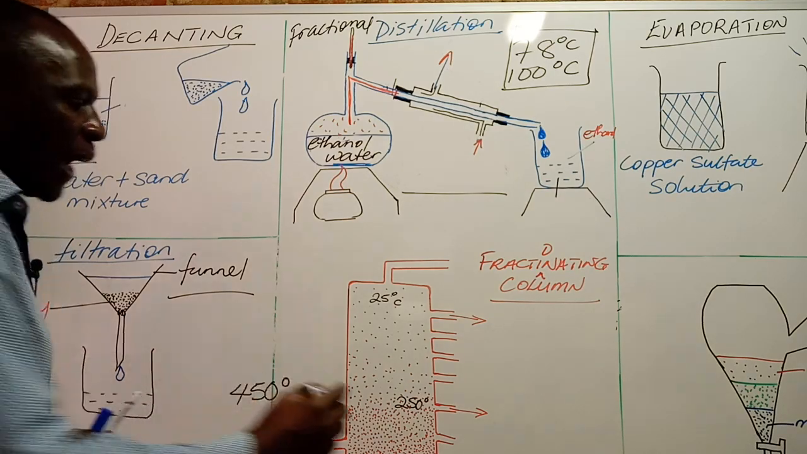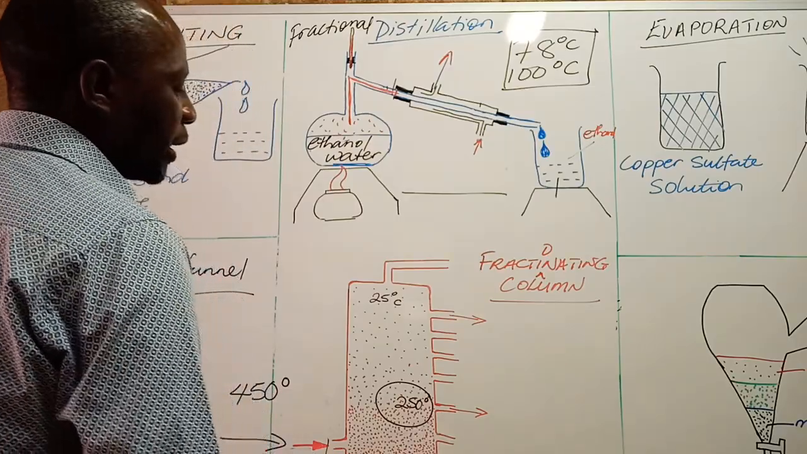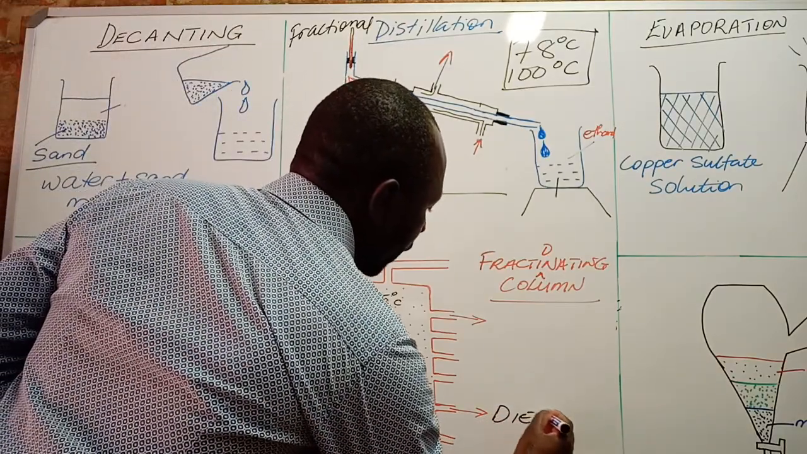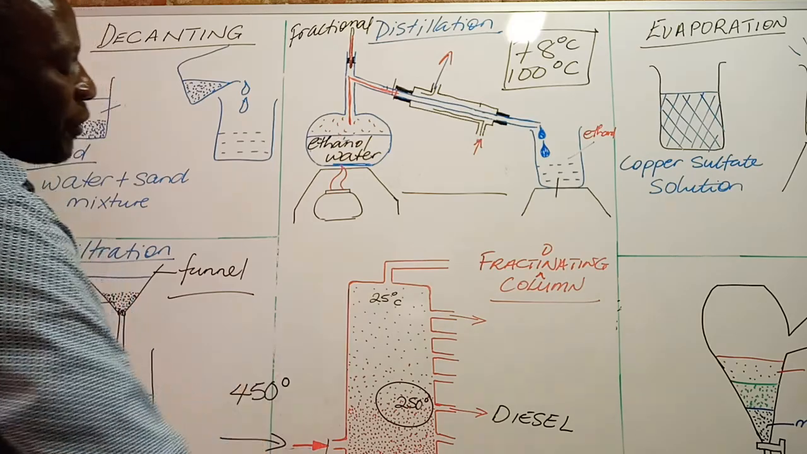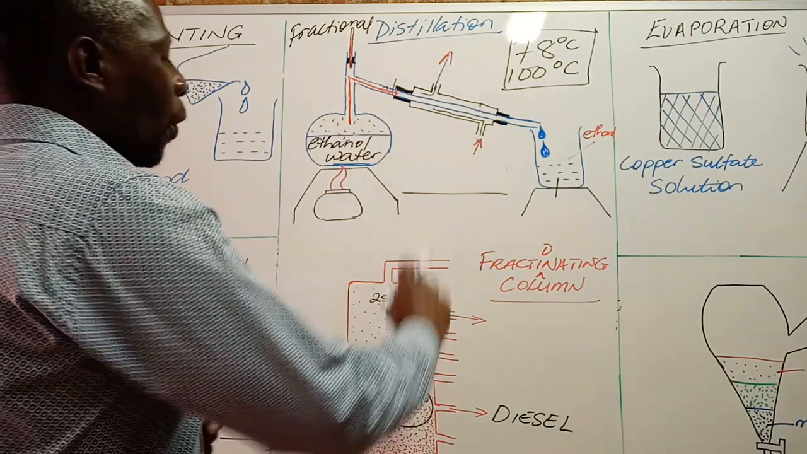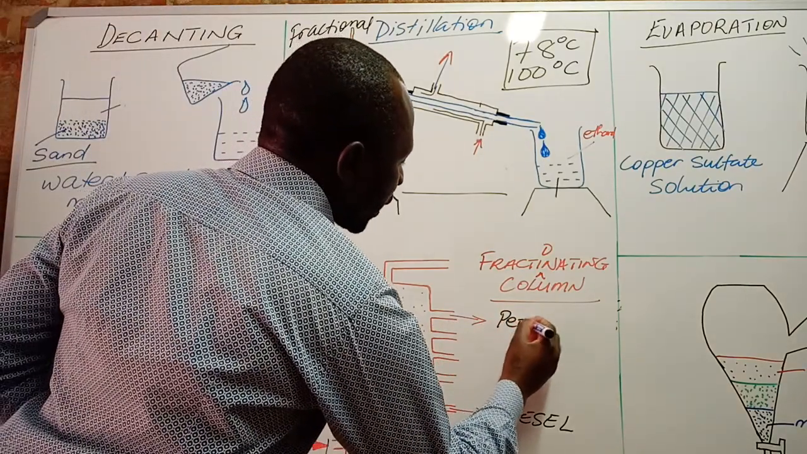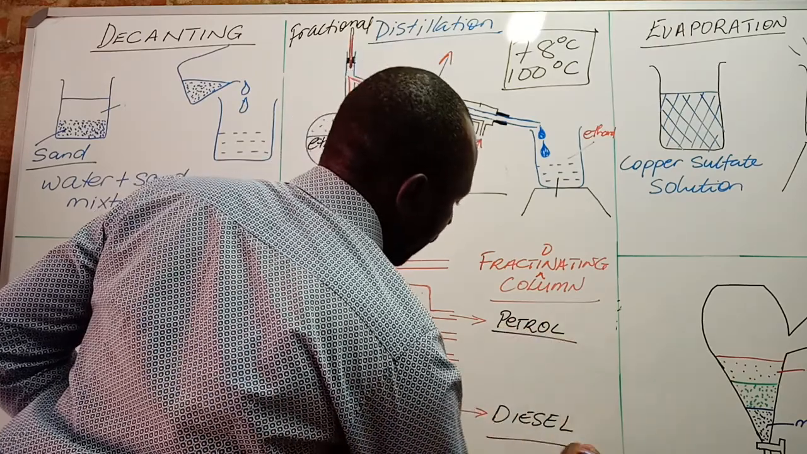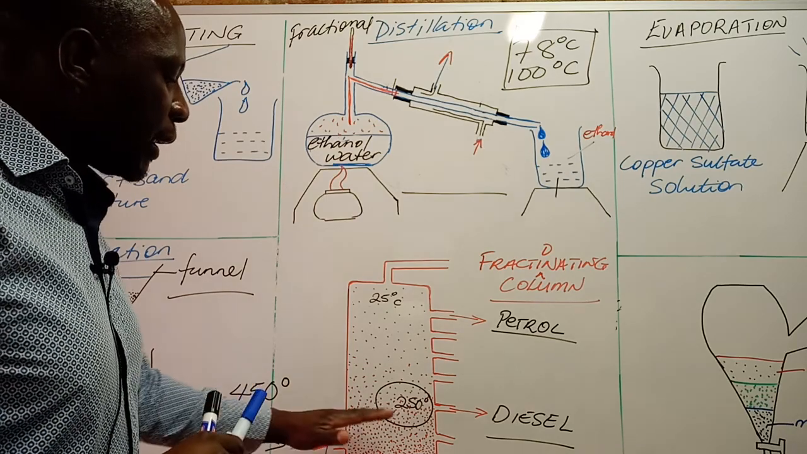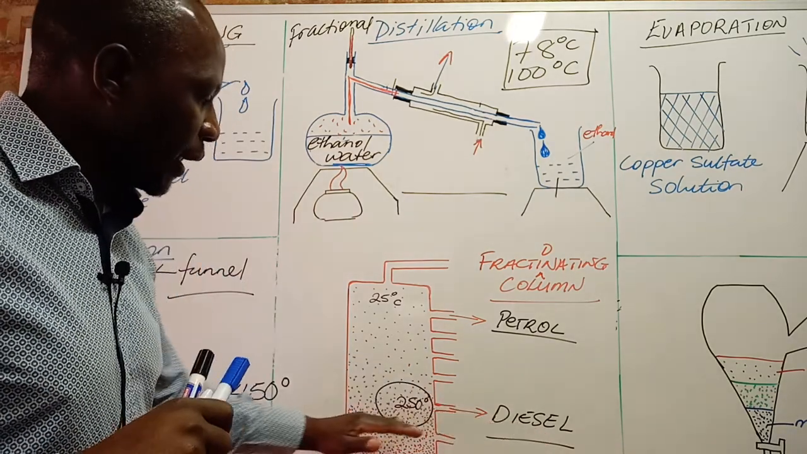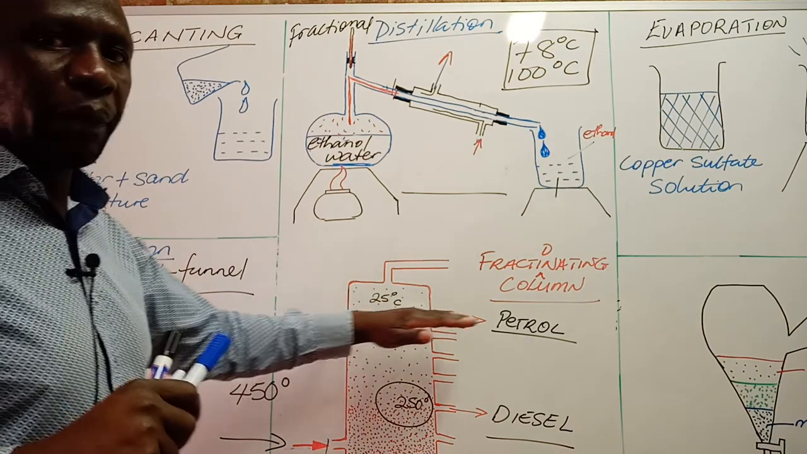Now, at a temperature of 250 degrees Celsius, near the bottom of the fractionating column, diesel is collected. And at a temperature of about 25 degrees Celsius or less, way above the fractionating column, petrol is collected. Okay, now we need to understand the reason why diesel is collected at the bottom at this temperature, while petrol is collected at the top of the fractionating column at that temperature.